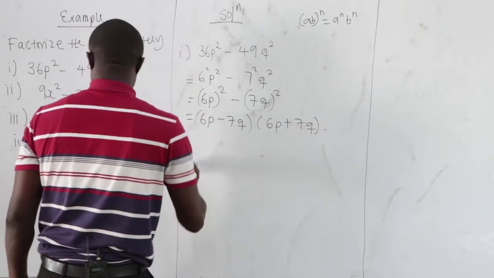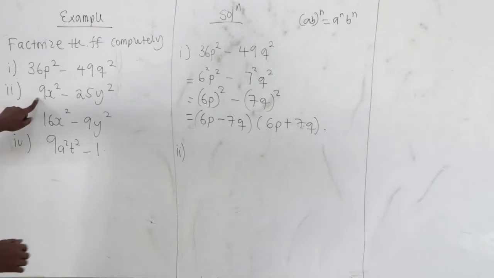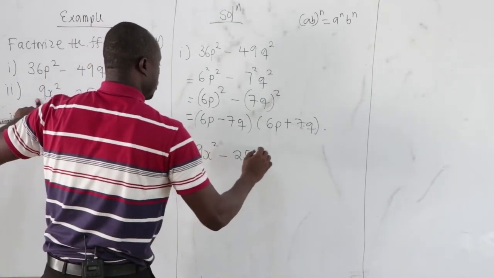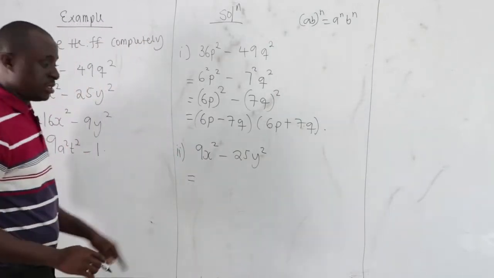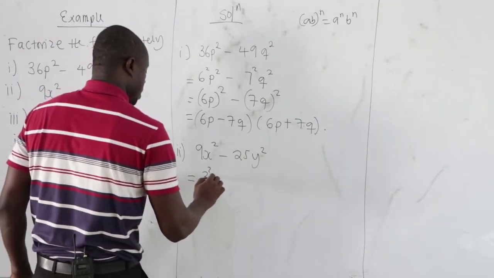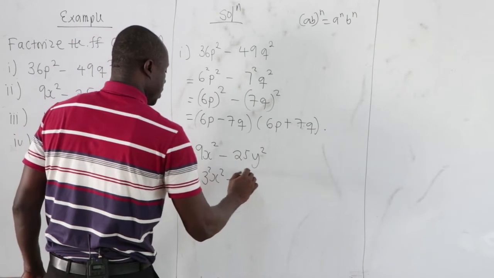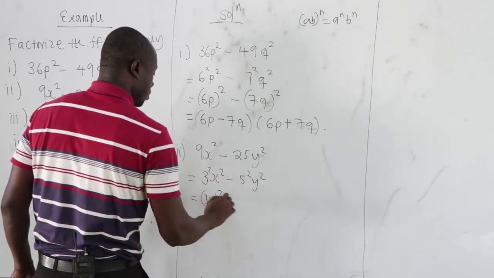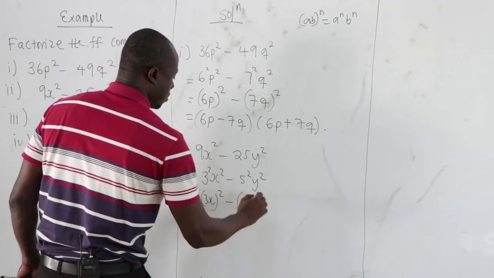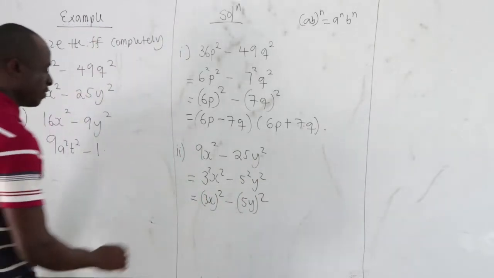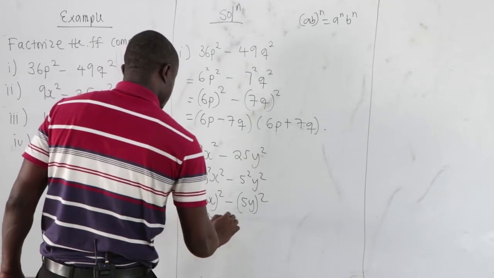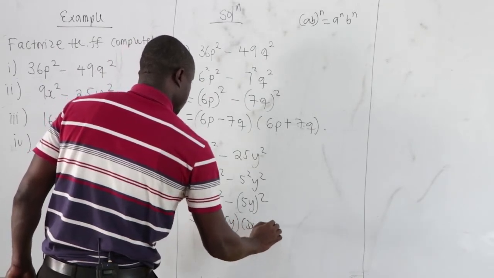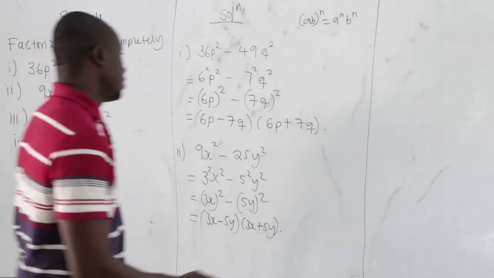Now, let's see the second one. We have 9x squared minus 25y squared. Now you can change 9 to 3 squared x squared, and 25 you can change to 5 squared y squared. So you have (3x) all squared minus (5y) all squared. And here, difference of two squares, (3x minus 5y), (3x plus 5y).